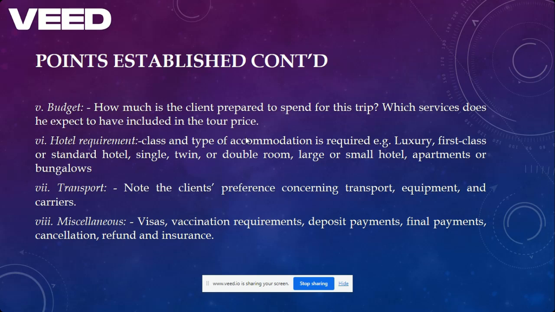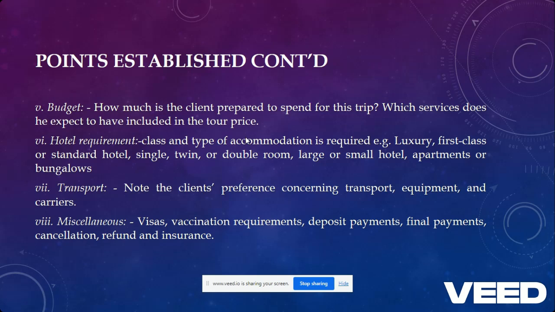And then we have miscellaneous. These are the other things that we should look into, like visas, vaccination requirement, deposit payments, the final payments, cancellation, refund, and insurance. These are things that we must discuss with the customer prior to them receiving an itinerary that is custom made. It's custom made for the client. So we have to consider all those important factors before we develop one.